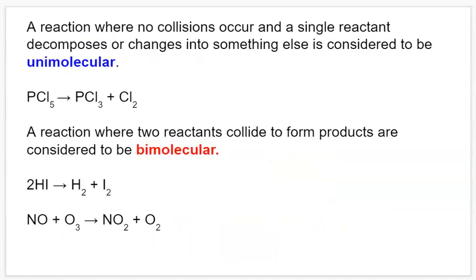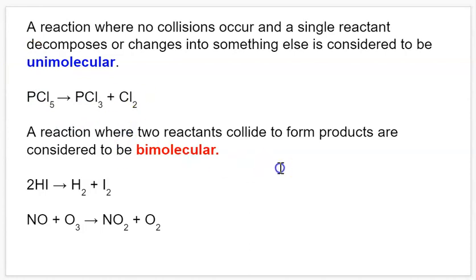So let's talk about the types of elementary reactions that can occur. Sometimes there's no collision at all. And a reaction where no collision occurs and a single reactant decomposes or changes into something else is considered to be unimolecular. So example here we have PCl5, which is decomposing into PCl3 and chlorine gas.